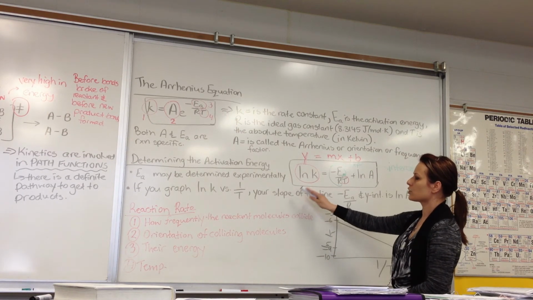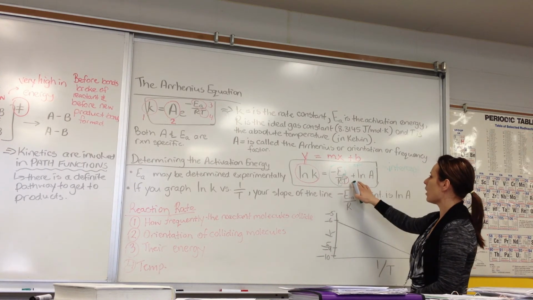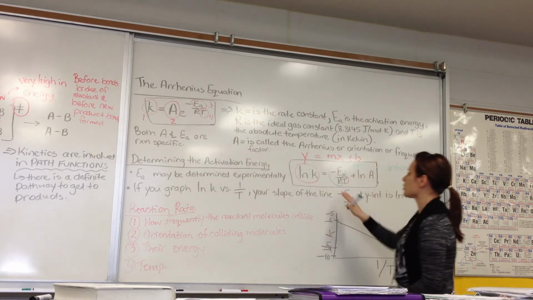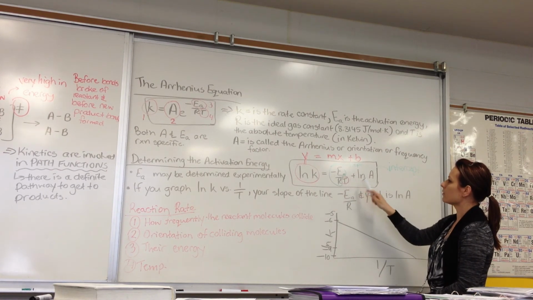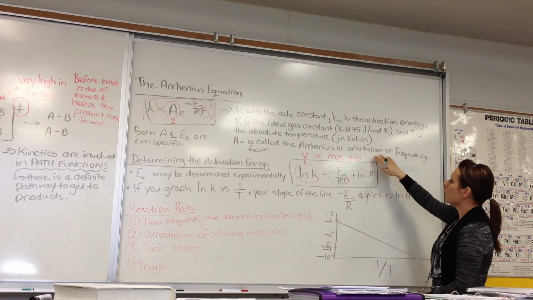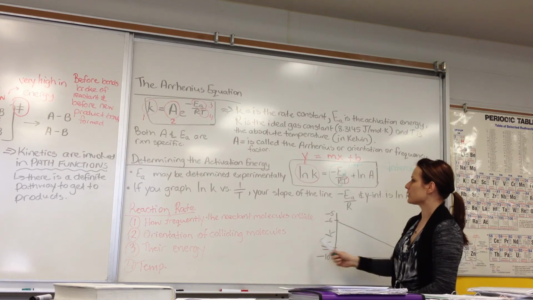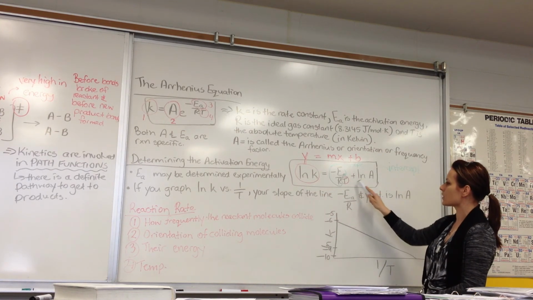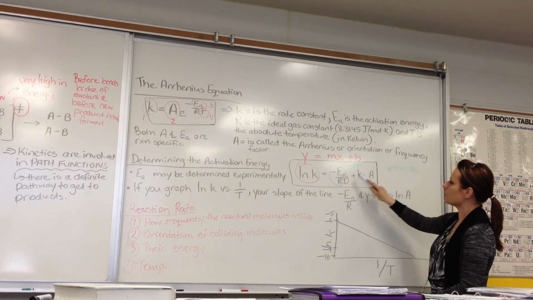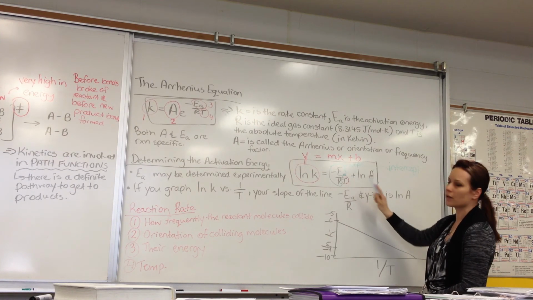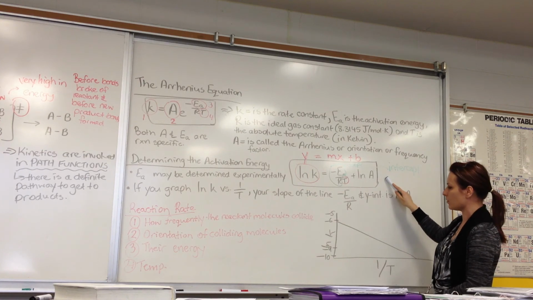The activation energy may be determined experimentally. If we take the ln of both sides of the Arrhenius equation, with some rearrangement, we get ln k equals negative Ea over RT plus ln A, which again looks like our y equals mx plus b. If you were to graph ln k versus the inverse temperature, 1 over T, the slope of your line would be negative activation energy divided by R, the gas constant, and the y-intercept would be ln A.